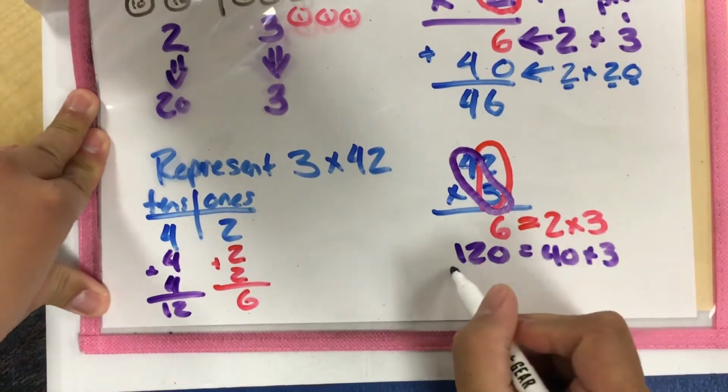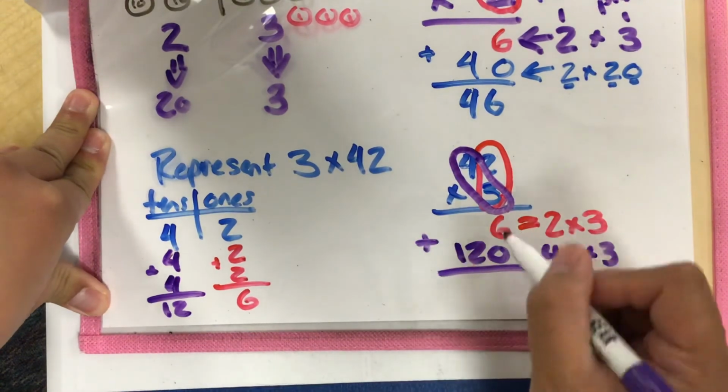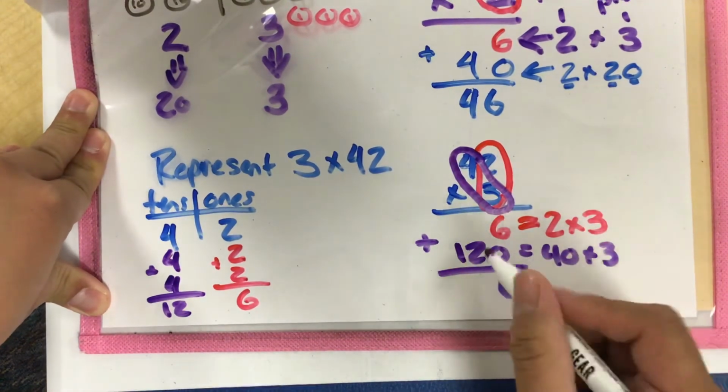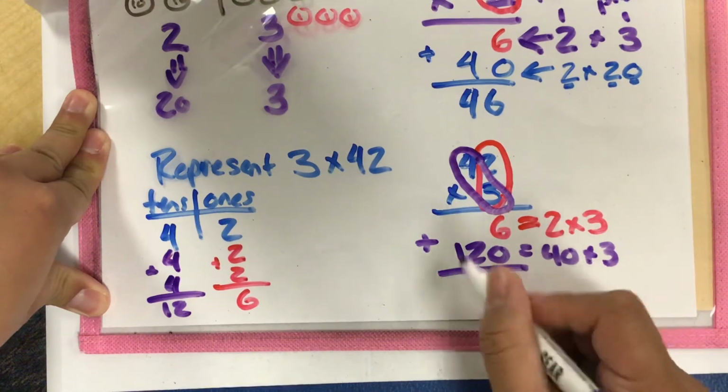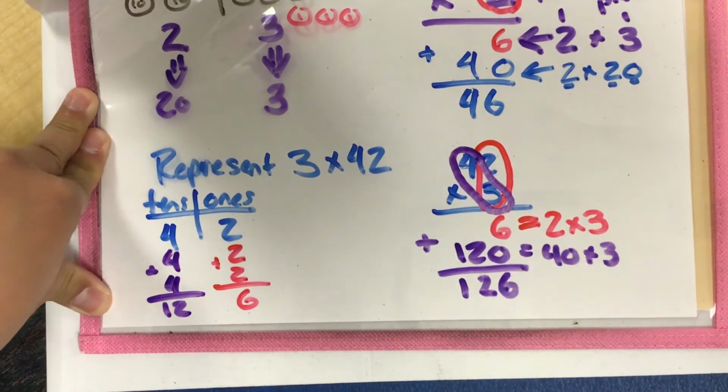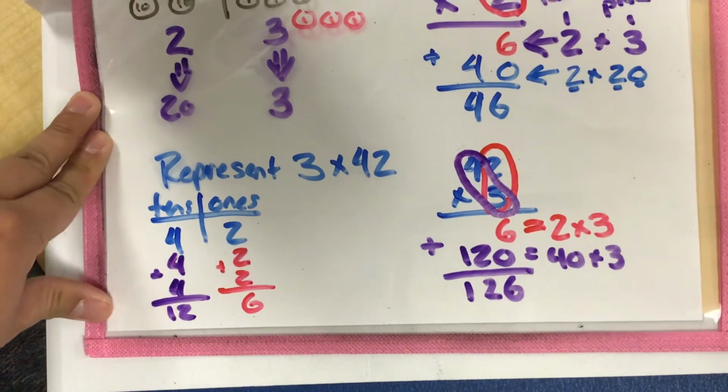Now we can add it all up together. 6 plus 0 is 6. 2 plus nothing is 2. 1 plus nothing is 1. So 42 times 3 equals 126.